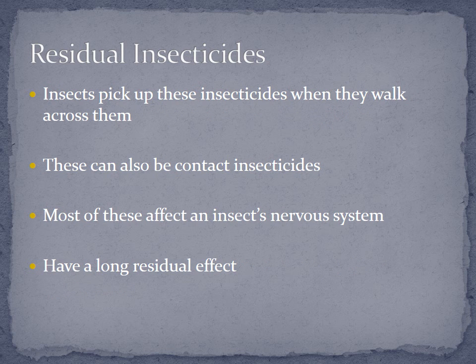Let's take a look at some residual insecticides. How do these work? Well, insects actually pick up these insecticides when they walk across them. They can also be contact insecticides as well and have a pretty good knockdown effect. Most of these are going to affect an insect's nervous system, and they have a long residual effect. And there are many products that go into this grouping. It wouldn't matter if you were talking about a suspended concentrate like a Termidor, or Suspend has a Polyzone product now that they're saying lasts up to 5 months. Obviously your dust lasts a really long time as well. Unless dust gets wet, they're usually pretty effective.